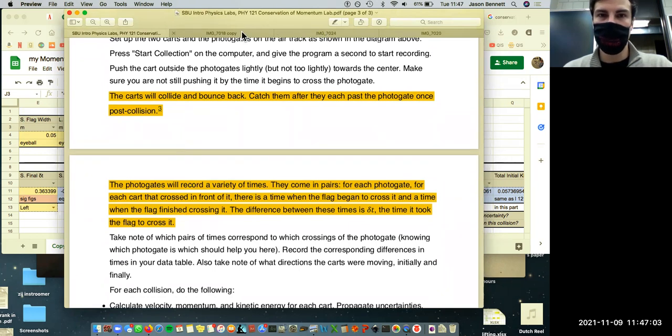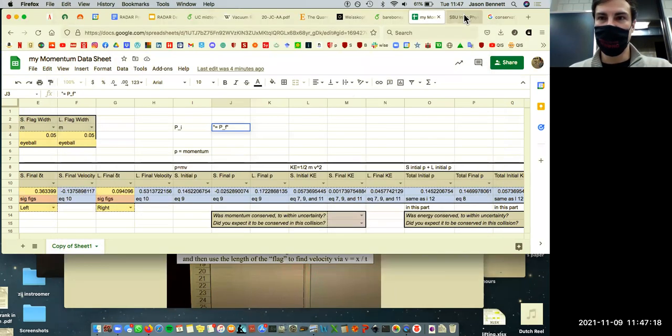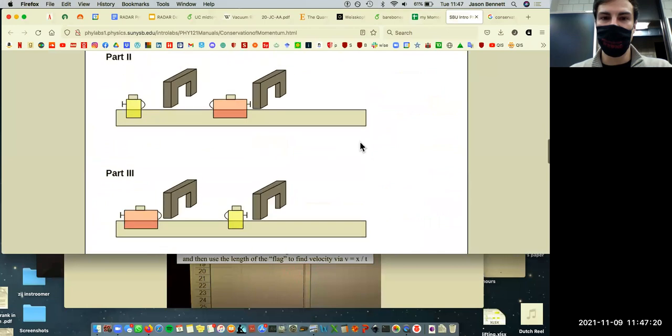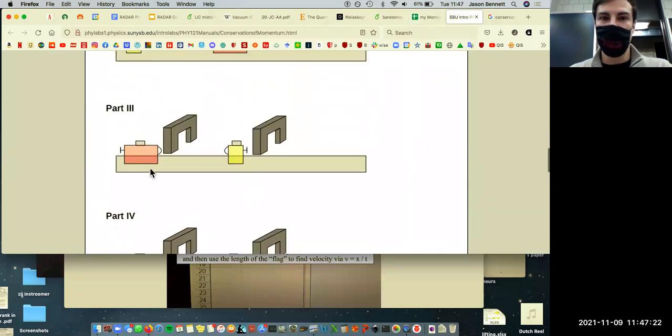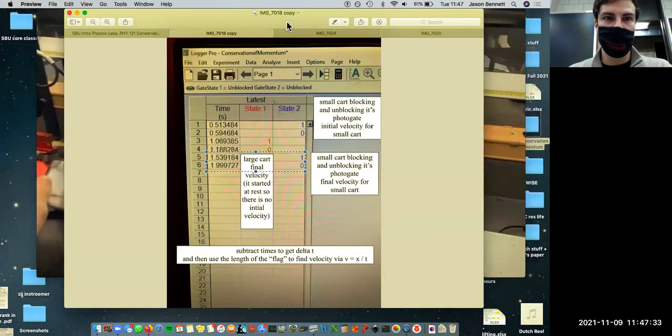So part 2, the first collision, is rather easy. You don't need to do anything special with your air tracks. However, part 3 is a little tricky when you have the small cart in the middle. Because this mass is so much more than this one, when this collision happens, this one is going to go flying very fast. So in order to counteract that, let me show you a video of what happens.